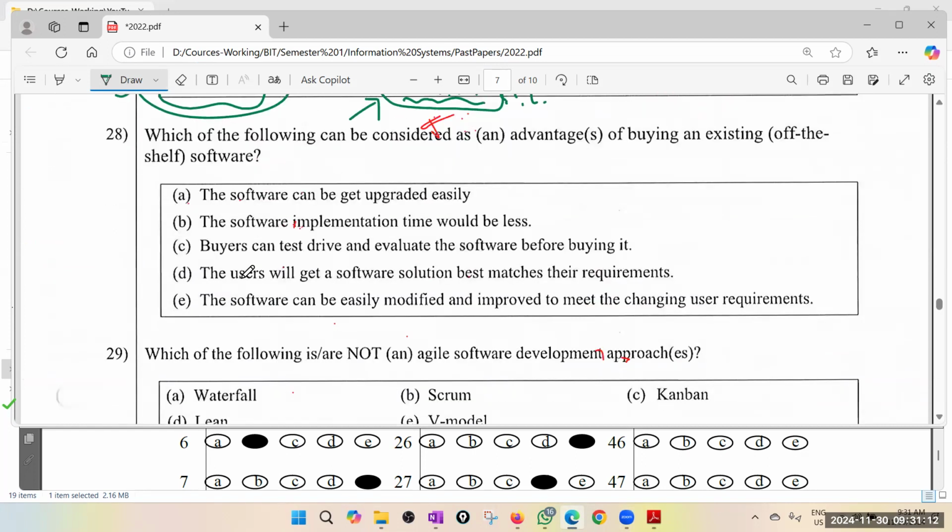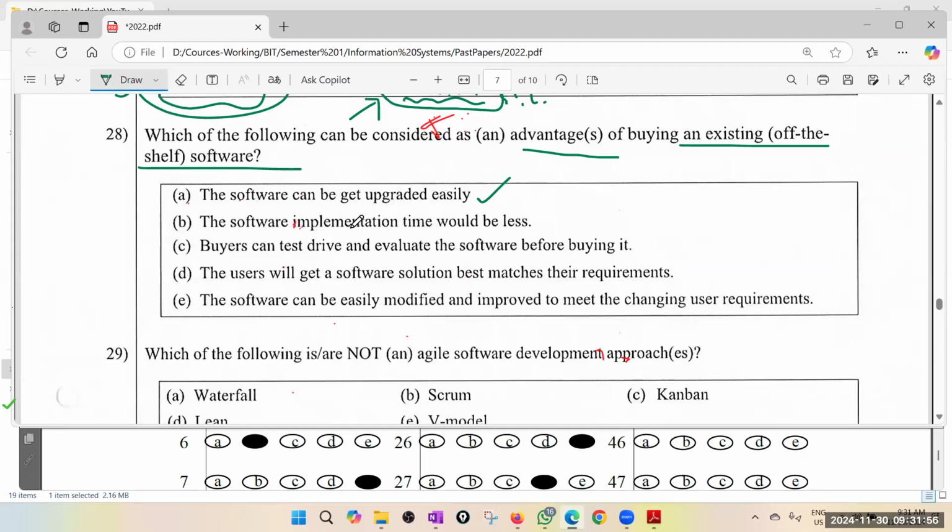Right, 28. Which of the following can be considered as an advantage of buying an existing or off-the-shelf software? That should be an easy question. The software can get upgraded easily. Usually for off-the-shelf software, you get the updates, right? It's something like the Windows operating system, my Office packages, you get the update because it's a common software. They are supposed to provide updates. We don't need to develop it. So usually, yes, you get updates, but not all software, if it is a reputed software, bug fixes and so on.